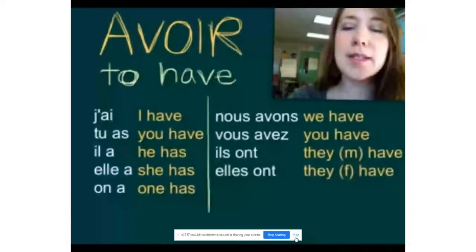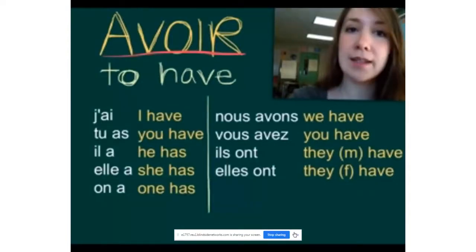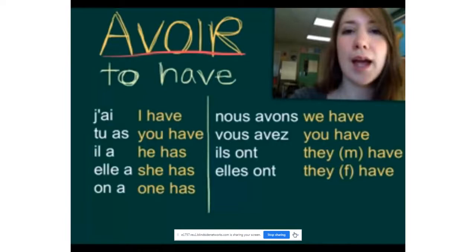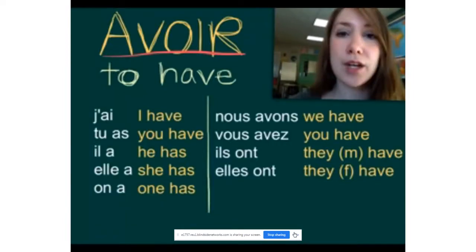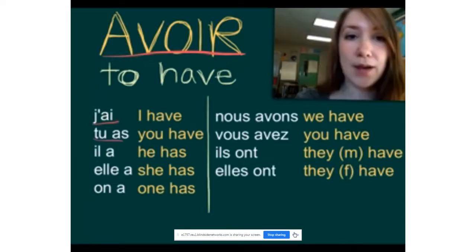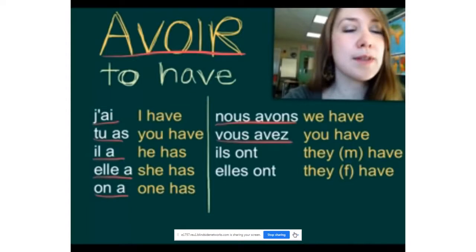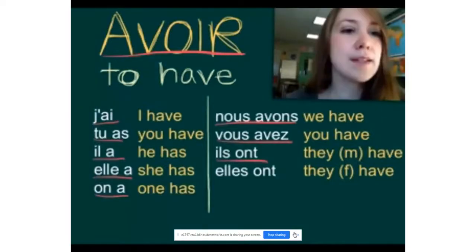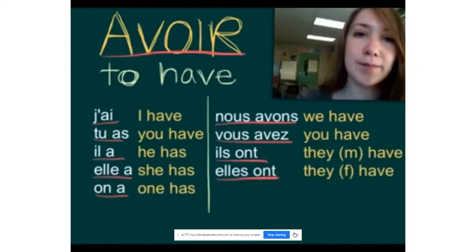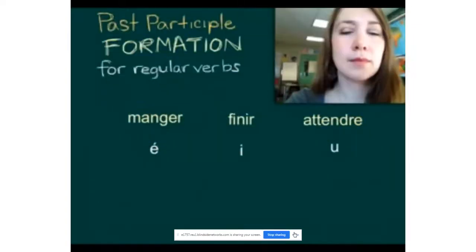Avoir, for to have in the present tense, to say I have done something or we have done something. To refresh our memory on the conjugation for avoir in the present tense: j'ai is I have. Tu as is you have. Il a, he has. Elle a, she has. On a, one has. Nous avons, we have, vous avez, you have, ils ont, they have, for masculine or mixed, and elles ont, for feminine.